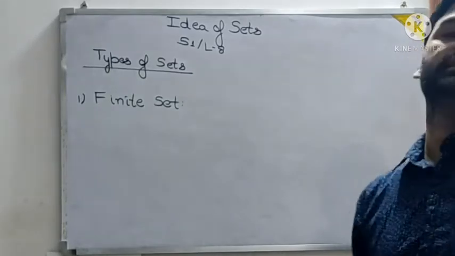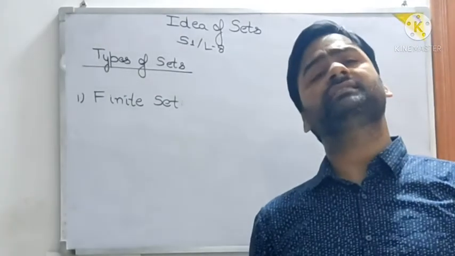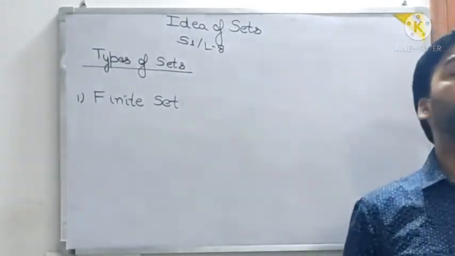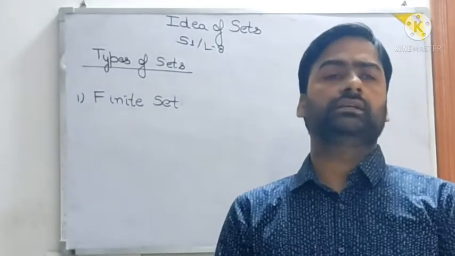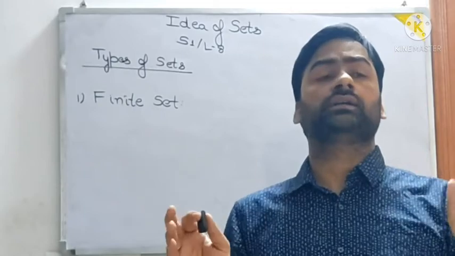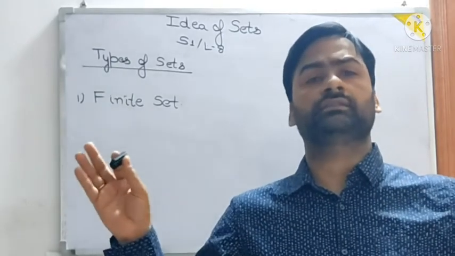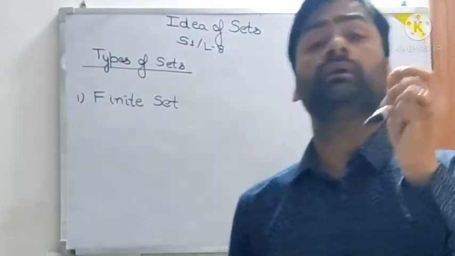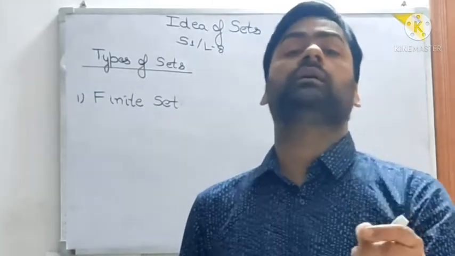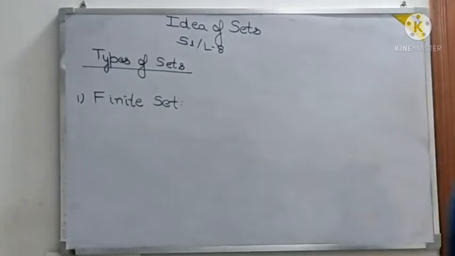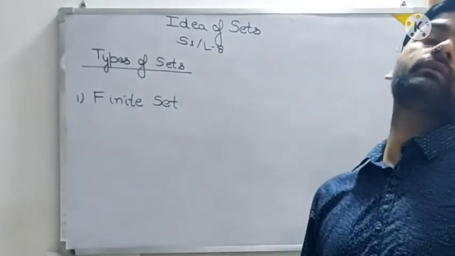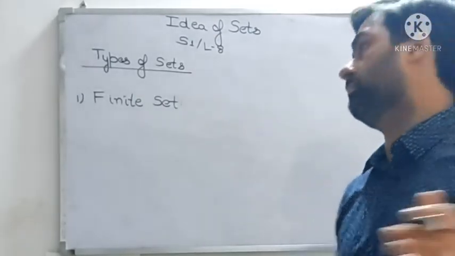Now what is a finite set? A finite set is one in which the number of elements we can count, it is limited to 10, 5, 20, 30, 100, 1000, 10,000, lakhs, 10 lakhs, 1 million. But 1 million is still countable. So a finite set means there is a limited number of elements. In the definition it says finite number of members.